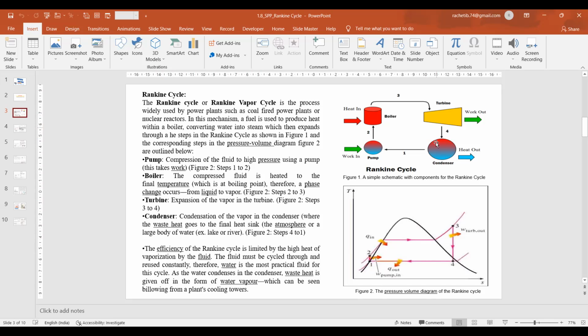This is the simple Rankine cycle: 1 to 2 pumping, 2 to 3 heating in the boiler, 3 to 4 isentropic expansion in the turbine, 4 to 1 condensation in the condenser, and 1 to 2 again pumping back to the boiler. So this is the simple Rankine cycle with the components boiler, turbine, condenser, and pump in a thermal power plant.